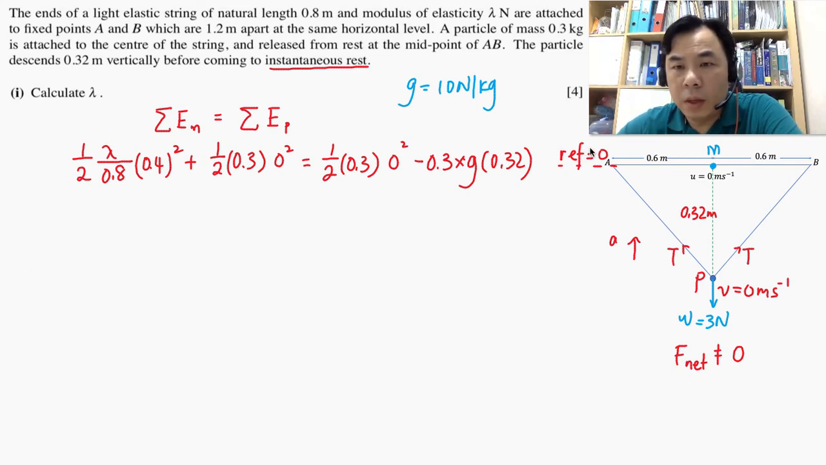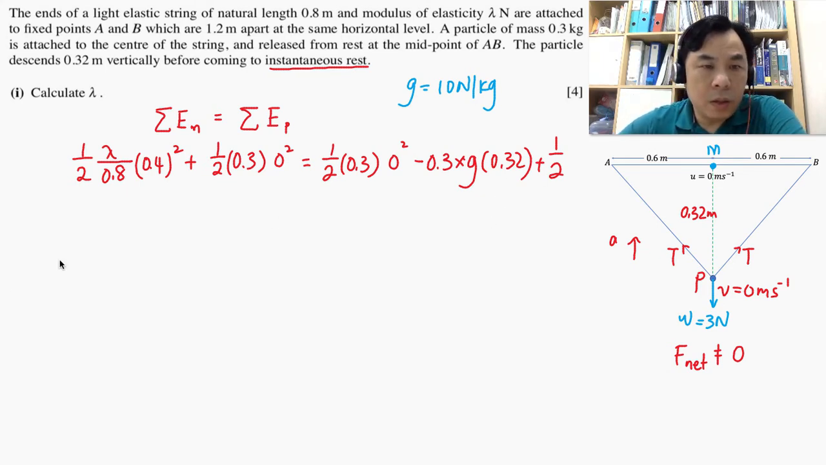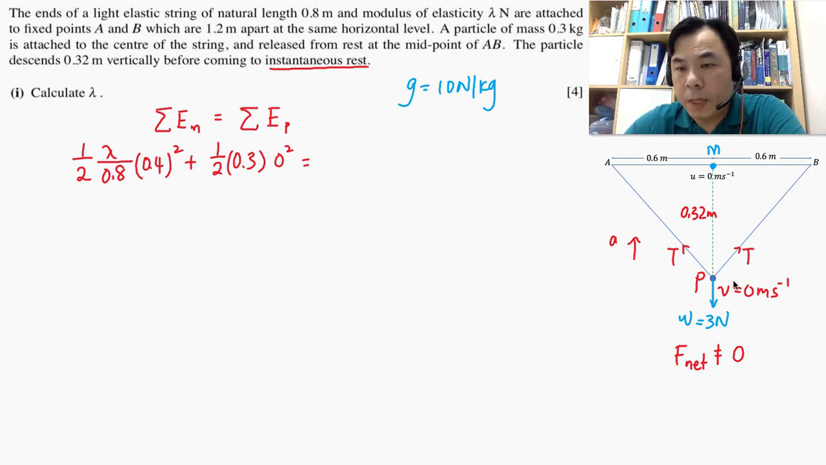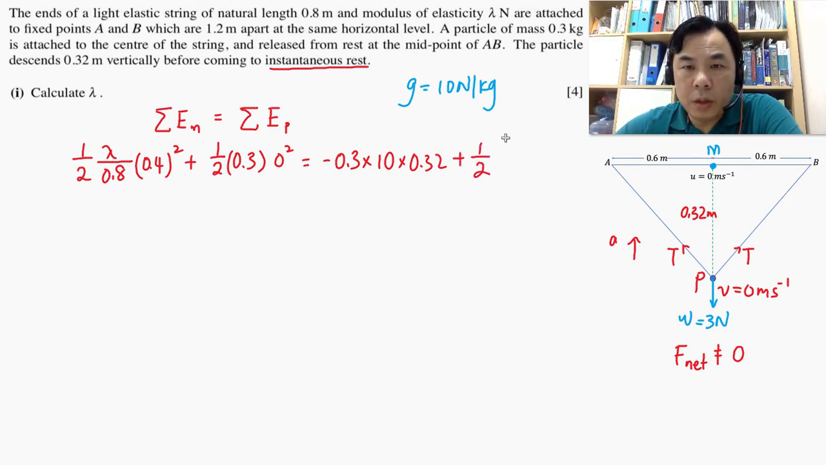Let me erase this reference point here. So we also have elastic potential energy at this point, which is given by half lambda. In this case, let me simplify that so that it's not very messy. Because there is no kinetic energy at point P, I'll just skip that. We will only have 0.3 by 10 by 0.32. All right, and then plus the elastic potential energy, which is 0.8 at this point.